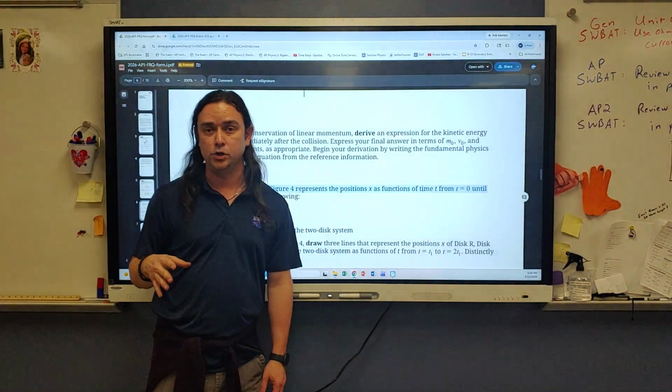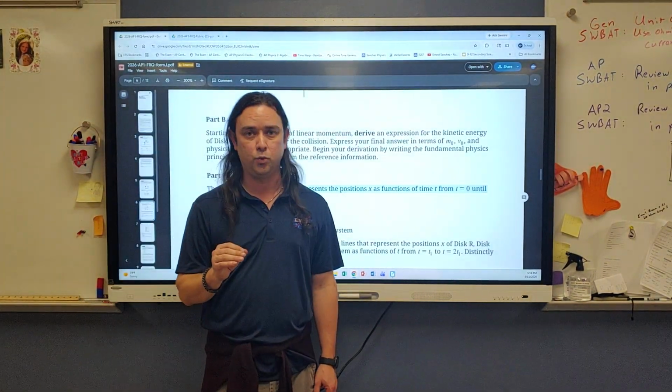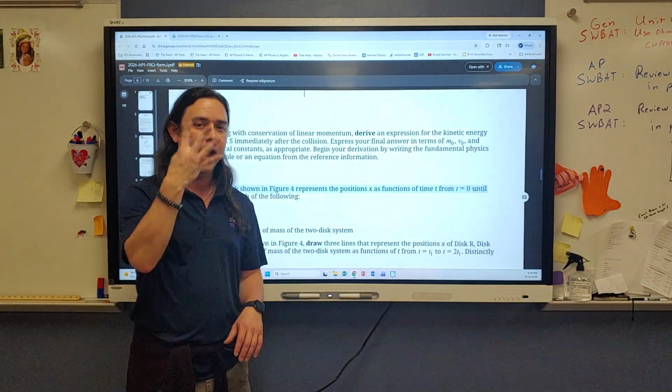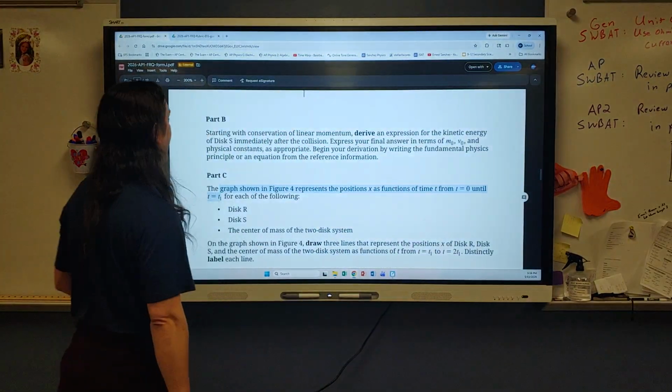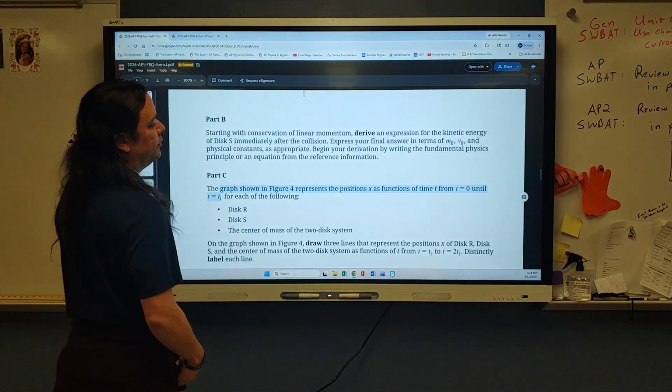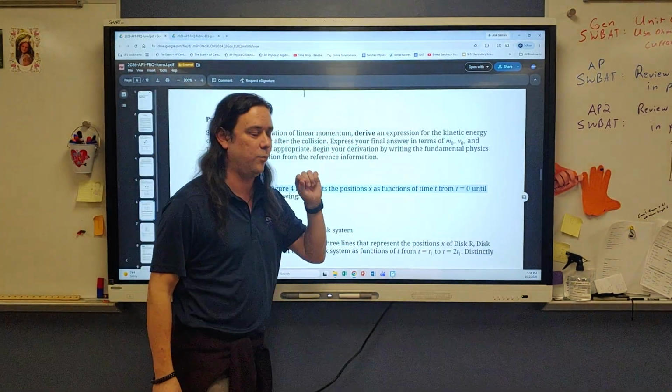Part B for a translation between representations is pretty much always derive. I think it's kind of locked in as that, and it will be worth 4 points, I think, every single time. Starting with conservation of linear momentum. Hey, it's giving you a hint of what to do.